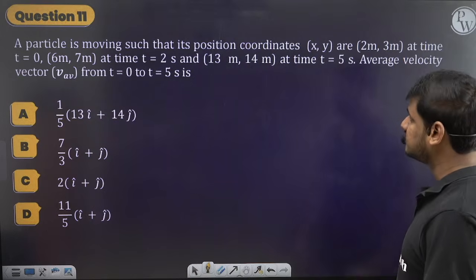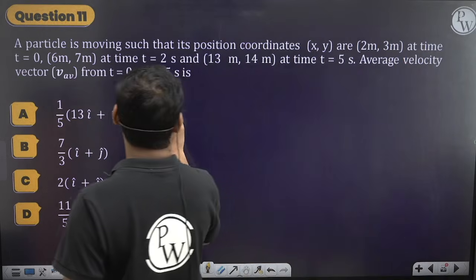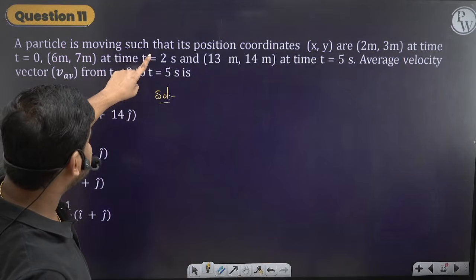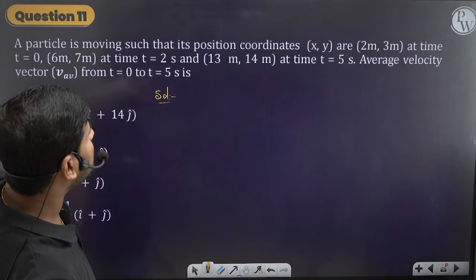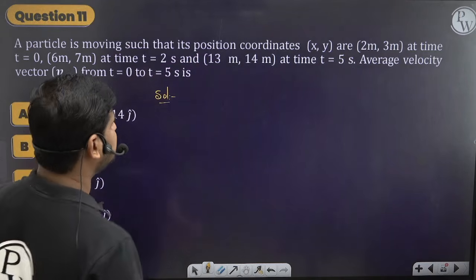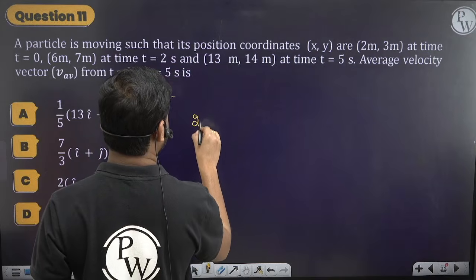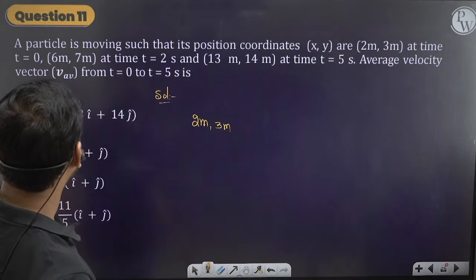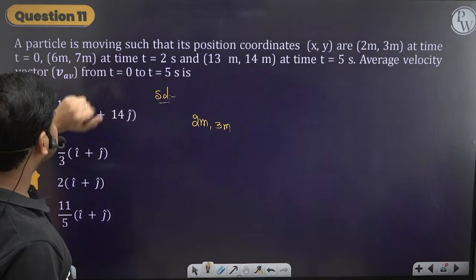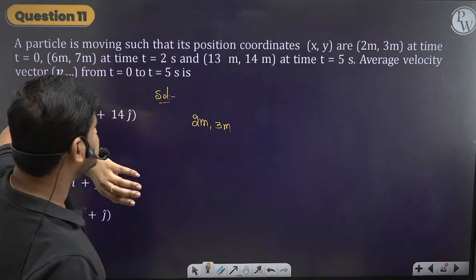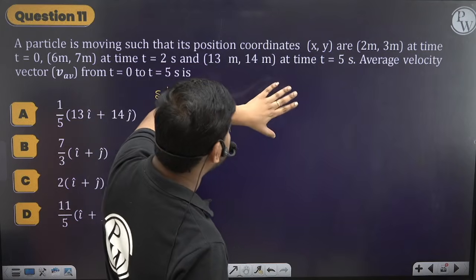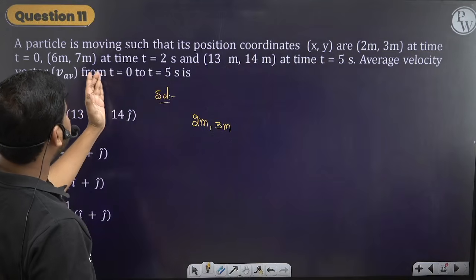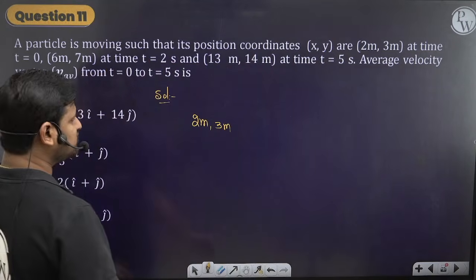The last question for today's session. What does the question say? See here. A particle is moving such that its position coordinates x, y are 2 meters and 3 meters at time t equals 0, and 6 meters and 7 meters at time t equals 3 seconds, and 13 meters and 14 meters at t equals 5 seconds. They are asking for the average velocity from t equals 0 seconds to t equals 5 seconds.